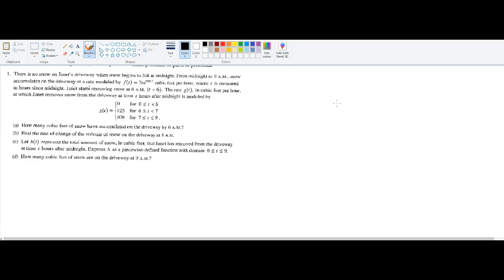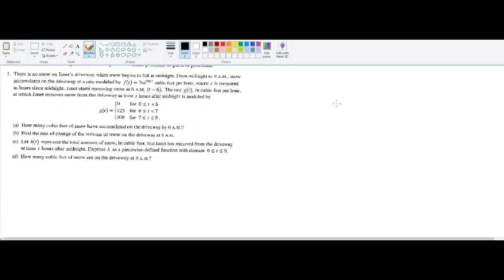The rate, G of t in cubic feet, at which Janet removes the snow on the driveway is written in the following way. So if you look at her, Janet is removing snow at a rate of 0 between 0 and 6 hours. Why? She's not shoveling. Between 6 and 7, she gets out there and she's a machine, 125 cubic feet per hour. Boom, boom, boom, boom. She gets tired, and between 7 and 9, she brings it back down to 108 cubic feet per hour. How many cubic feet of snow have accumulated on the driveway by 6 a.m.?